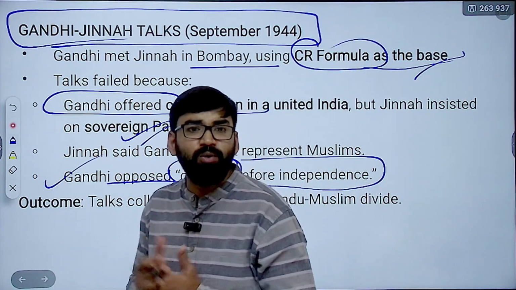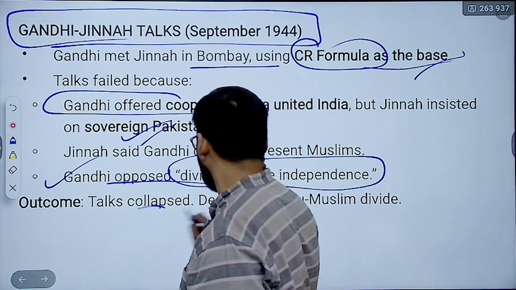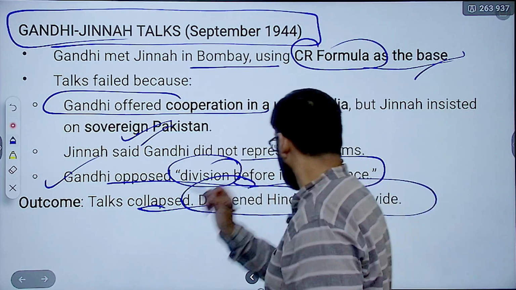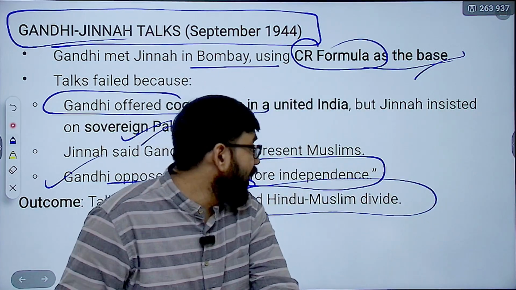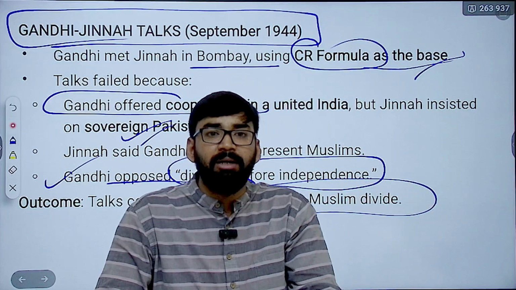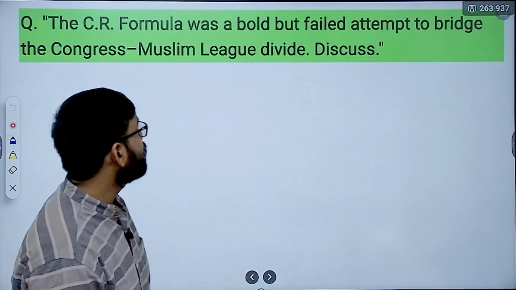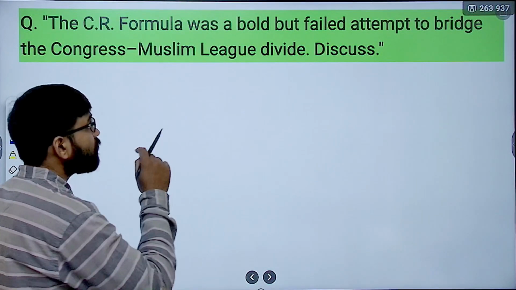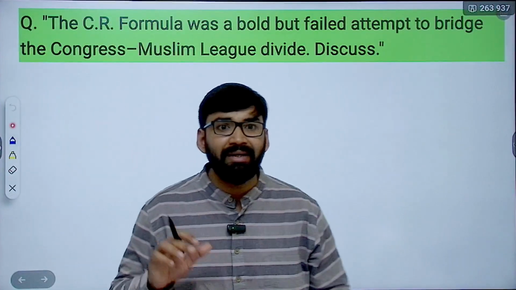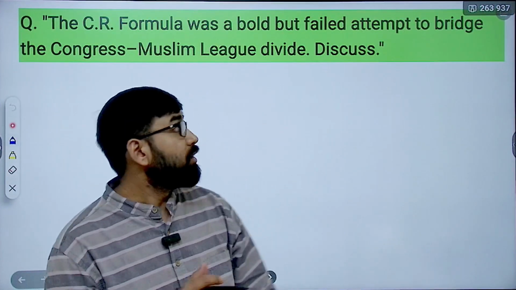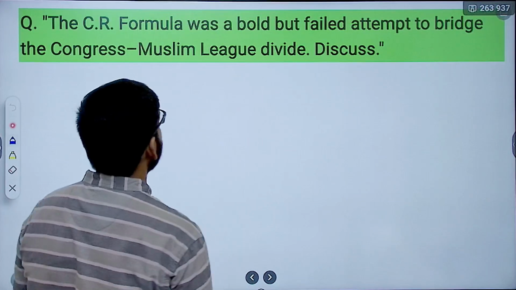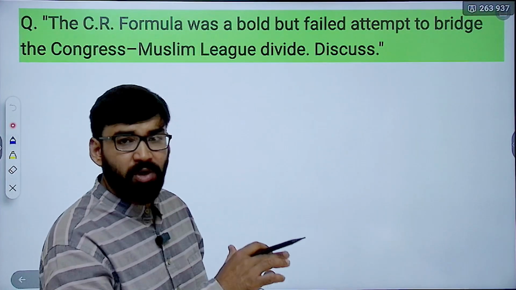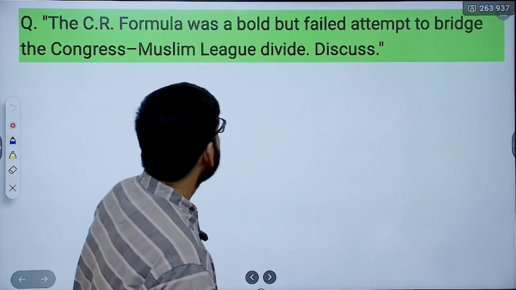So what was the outcome? These talks collapsed and it deepened the Hindu-Muslim divide. Understood? It deepened the Hindu-Muslim divide. So this was the most important thing. Clear? Now, here there's one question. We will discuss this question after this lecture.